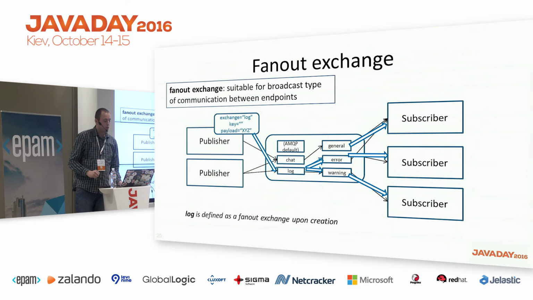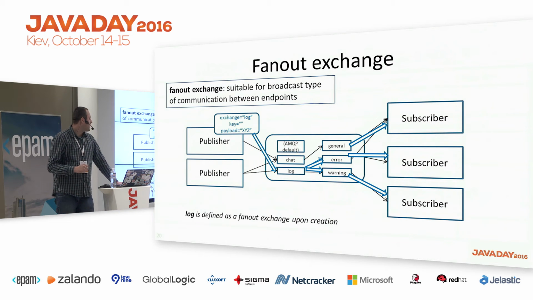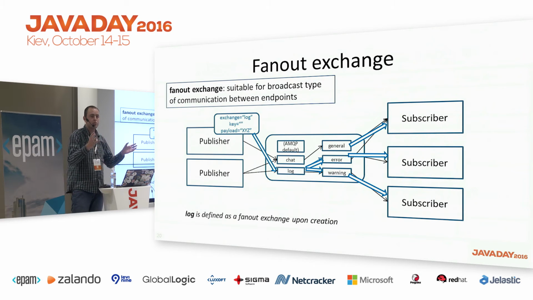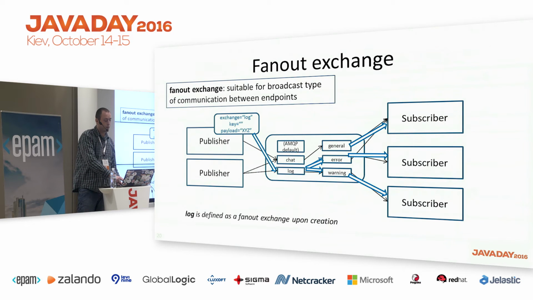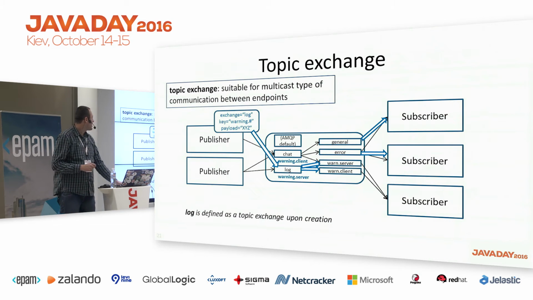For Fanout exchanges, when you send a message to a Fanout exchange, it is sent to all of the queues that have at least one binding to that exchange. And this implements broadcast type of communication at the level of the message broker. And for topic exchanges, you can specify a message pattern for a key. In that particular case, I have a warning pattern. And when that message is sent to a topic exchange, it can be routed on one or more bindings based on the matching of that pattern with the binding key.